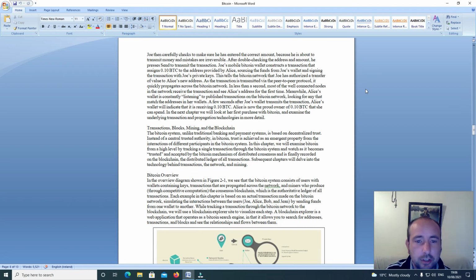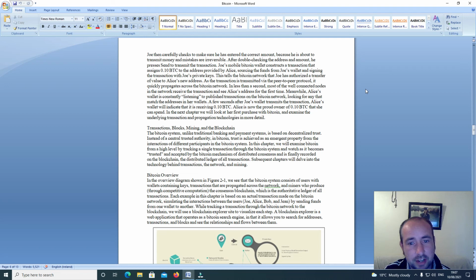Joe then carefully checks to make sure that he has entered the correct amount, because he is about to transmit money and mistakes are irreversible. After double-checking the address and the amount, he presses send to transmit the transaction. Joe's mobile Bitcoin wallet constructs a transaction that assigns 0.10 BTC to the address provided by Alice, sourcing the funds from Joe's wallet and signing the transaction with Joe's private keys. This tells the Bitcoin network that Joe has authorized a transfer of value to Alice's new address.